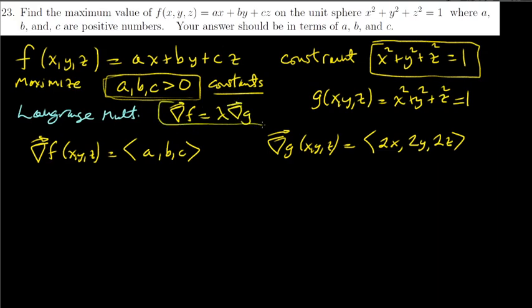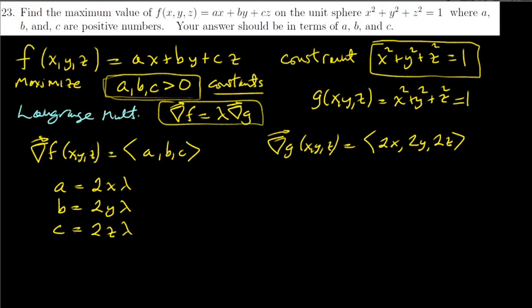Okay, so when we form the Lagrange multiplier equation, here it is. We're going to get a is equal to 2x times lambda, b is equal to 2y times lambda, and c is equal to 2z times lambda.